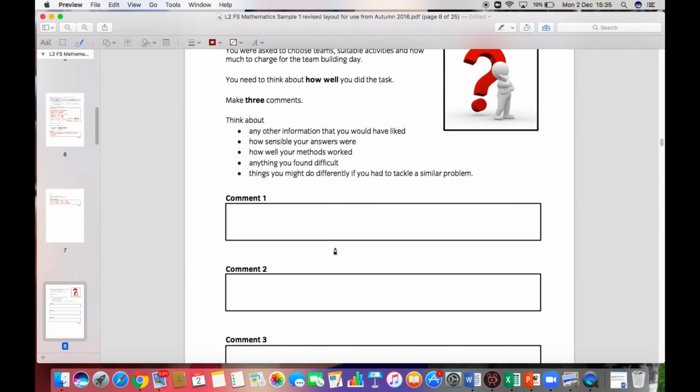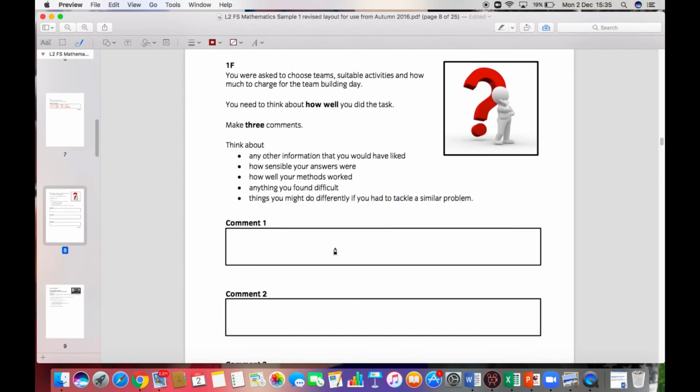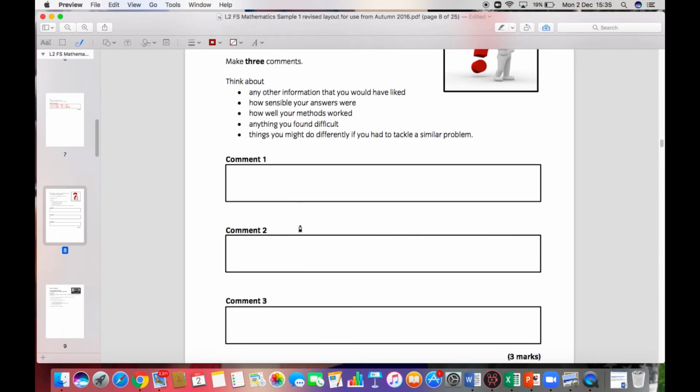Okay, finally then, 1F, I think, yes. 1F, you were asked to choose teams, suitable activities, and how much to charge for the team building day. You need to think about how well you did the task. Make 3 comments. Now, I know it sounds a little bit silly, but this one is one of those things that you just have to do and you'll get the marks as long as you write about something that you've done or think you could make better. So think about any other information that you would have liked, how sensible your answers were, how well your methods worked, anything you found difficult, and things you might do differently if you had to tackle a similar problem.